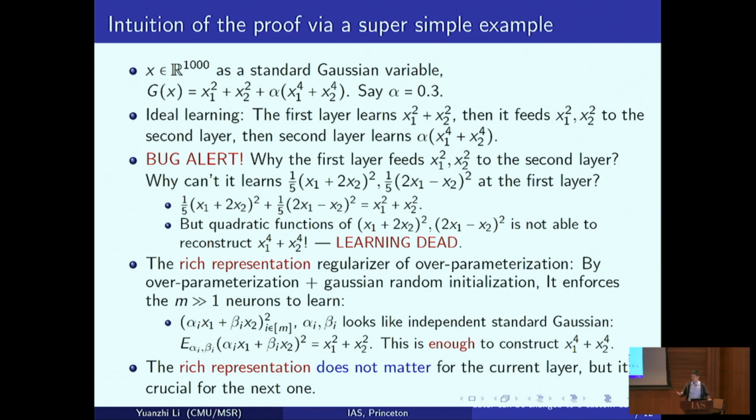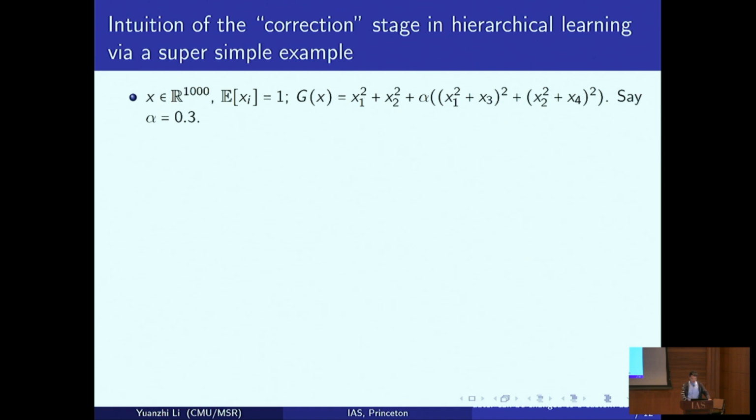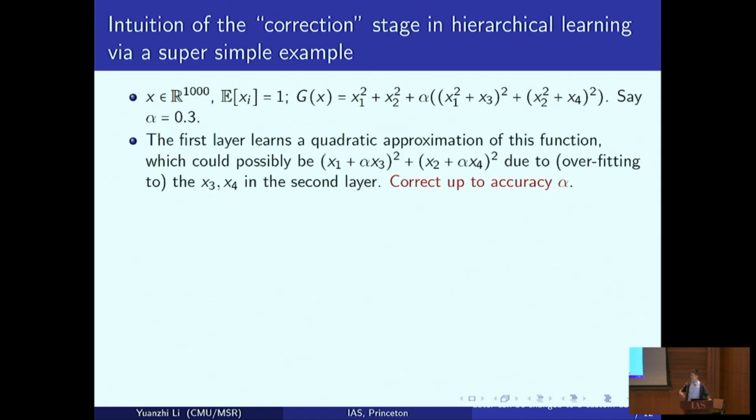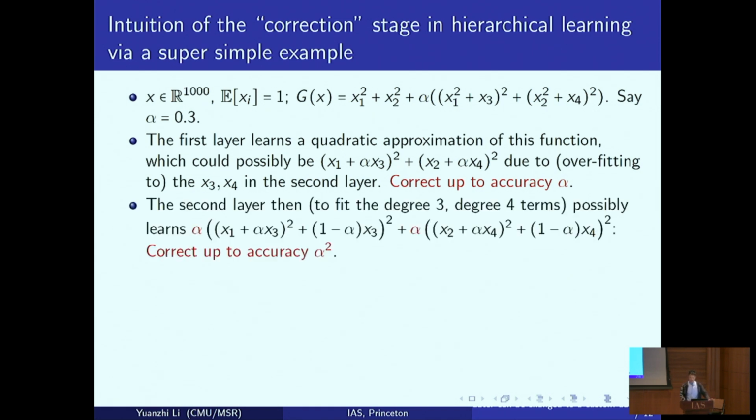So that is how the hierarchical learning is influenced by over-parameterization. And then we consider the correction stage in hierarchical learning. Let's say instead of having the very basic signal, now my second layer is more fancy. And then maybe the first layer learns a quadratic function that has some error because it's overfitting to the second layer's higher-power things. So it's not going to be very accurate.